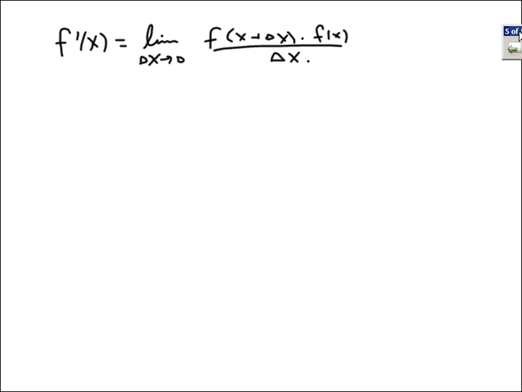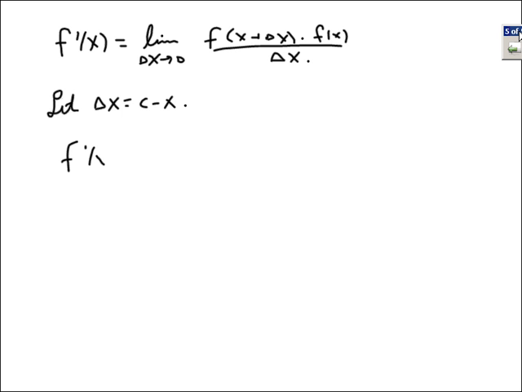Okay. Now, how do I want to do this? Let's see if I can do this. If I let delta x become c minus x, I'm going to say delta x is c minus x.